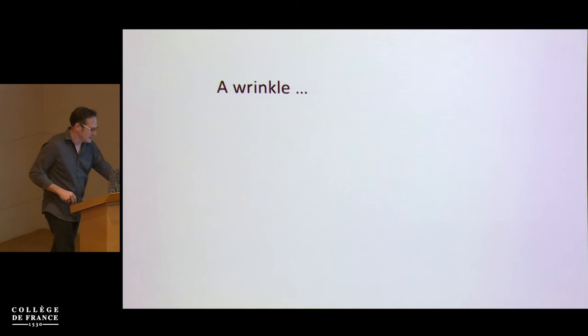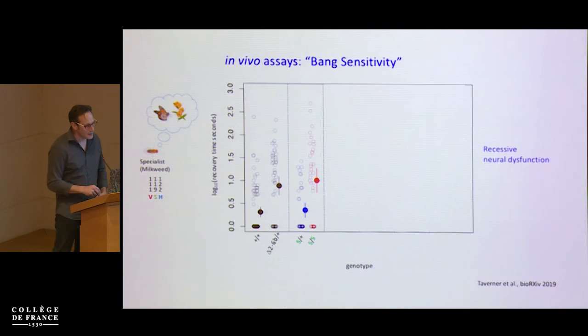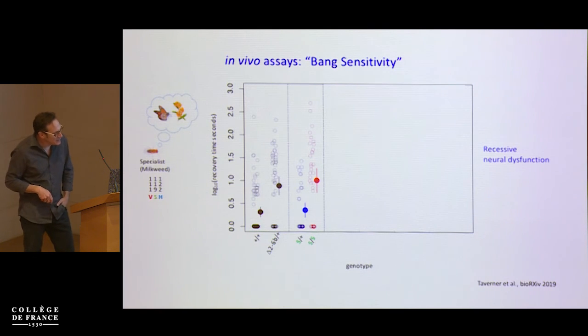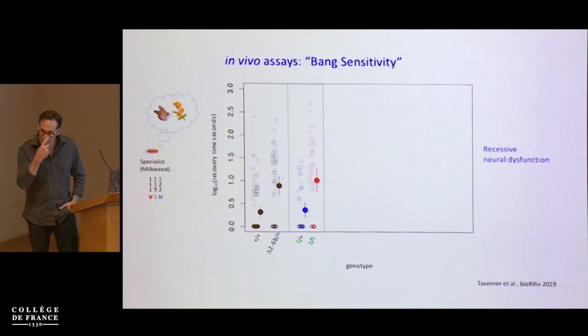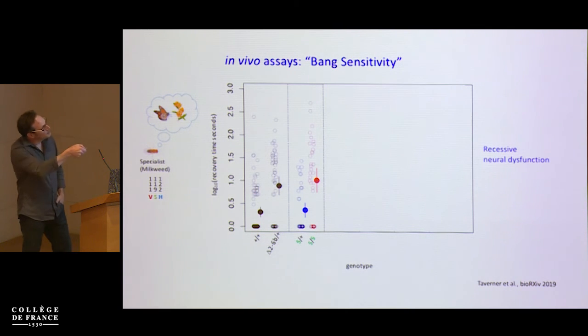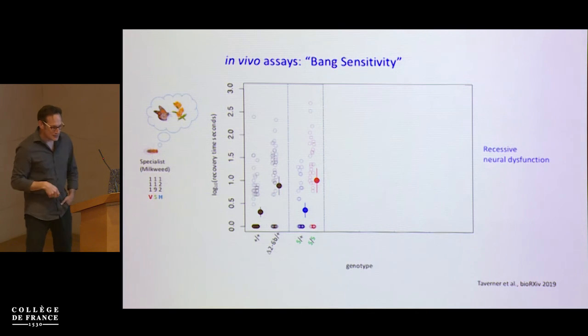But just to add a little bit of a wrinkle to this, with some interesting implications. So far we've only looked at individuals that were heterozygous for these mutations that we've engineered. When we look at individuals homozygous for the permissive mutation, what we again see is this bang sensitivity phenotype, or the susceptibility to seizures. That is not apparent in the heterozygote.